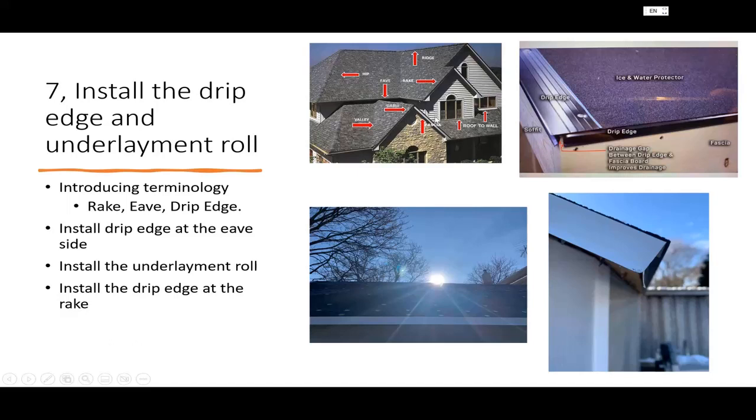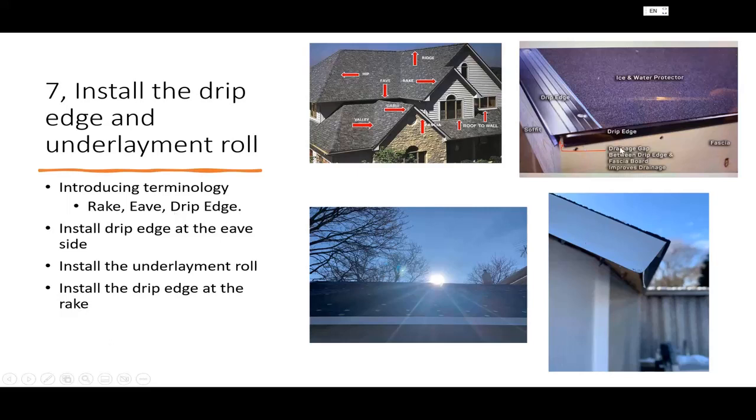This is a very complicated house, but even a small shed shares the same terminology. You can see this one, we call it the rake, okay? And this one, the side, we call it the eave. So here, we need to install the drip edge like this, right? This is called the drip edge, the reason being the water will drip from it. That's the terminology again: rake, eave, and drip edge.